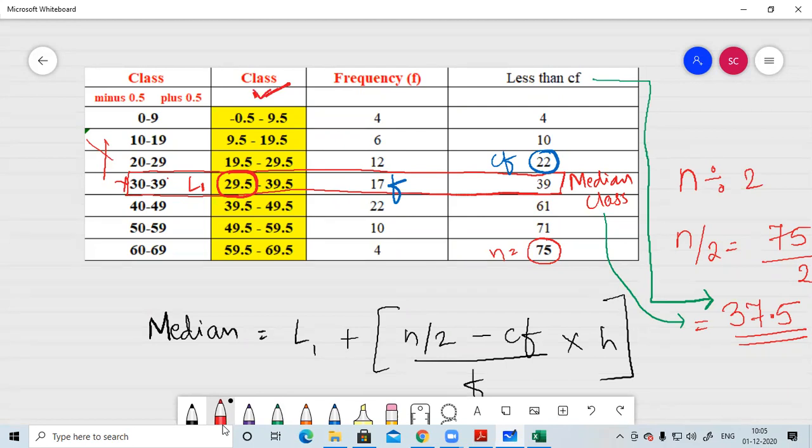Also remember, when you are doing median and mode, you have to convert the discontinuous data into continuous data. So any two numbers you can take, either on the left hand side or right hand side. So what is the class interval coming to? 10. Okay.